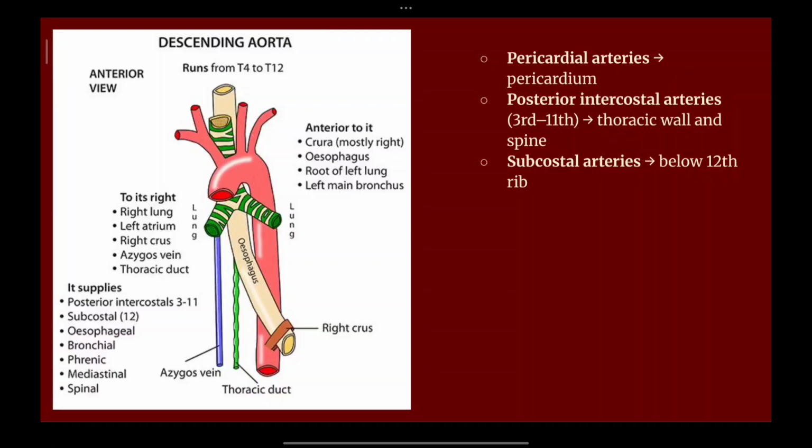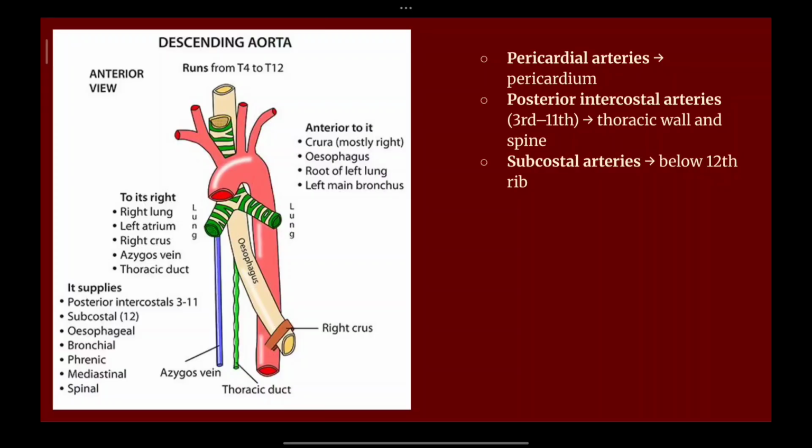The posterior intercostal arteries are going to cover the intercostal spaces on the posterior region of the ribs. So this is the region between the two ribs, that is called the intercostal space. There the arteries are going to supply the thoracic wall and the spine. So from the 3rd to the 11th rib the supply of the descending aorta is observed through the posterior intercostal arteries.